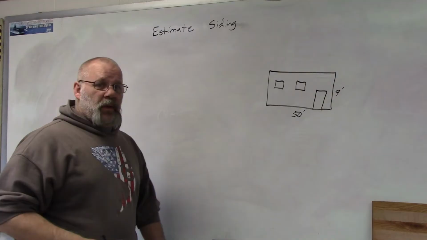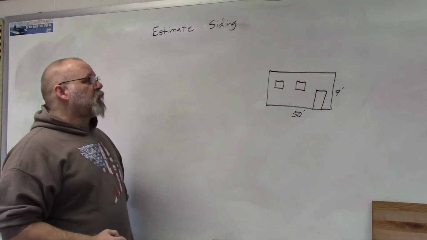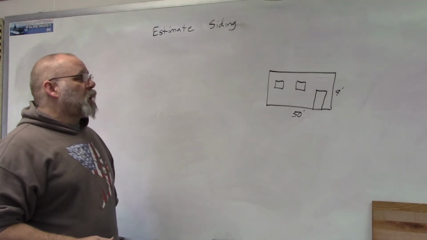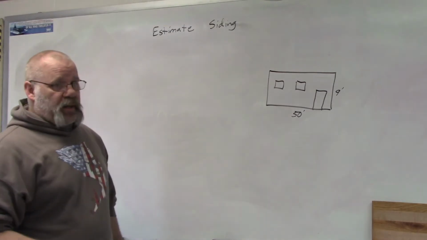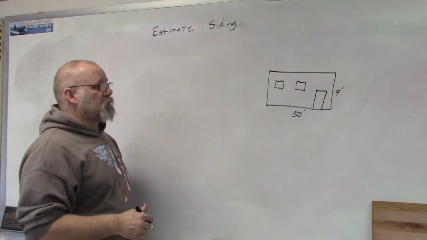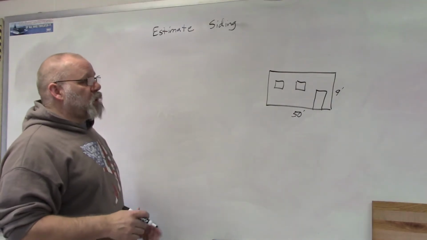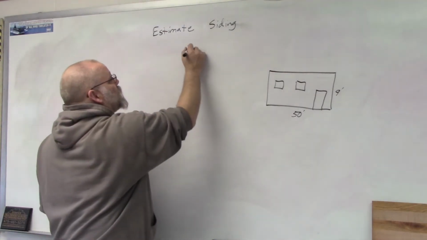Alright, in this video I'm going to show you how to estimate siding. If you're going to build a house and you want to put siding on it, or a shed or whatever, then you're going to use lap siding or some other type of siding that comes in long, narrow pieces.